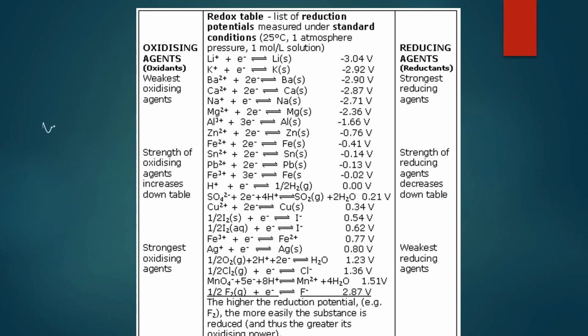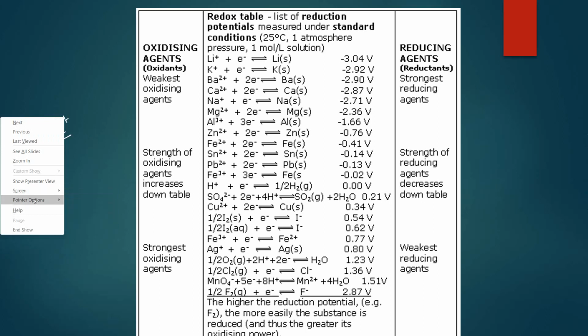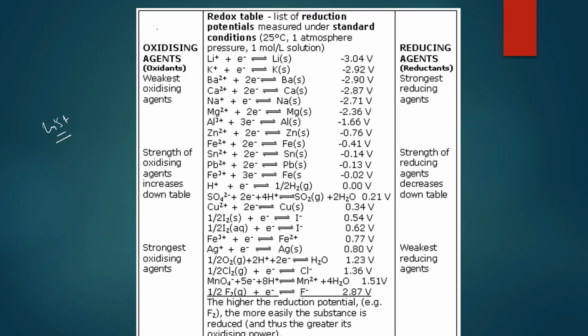This is a standardized list of the standard reduction potential of all elements. Now, look here. The value of hydrogen here is 0. Right? The value of hydrogen is 0. This is most important.